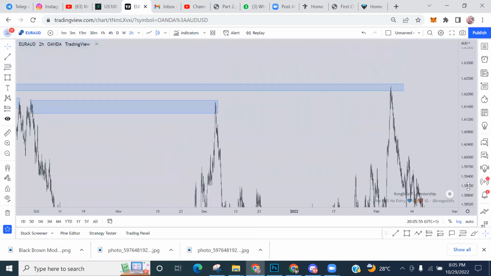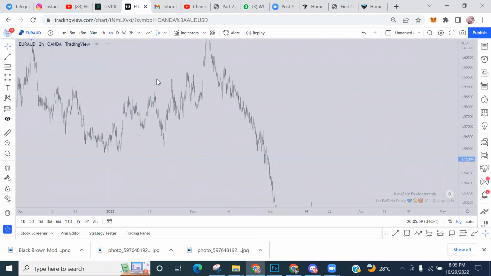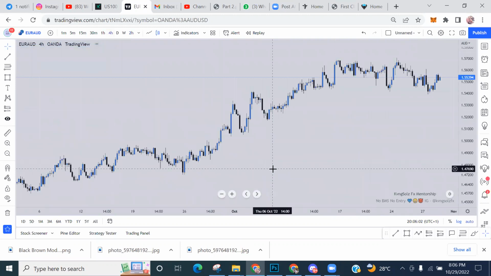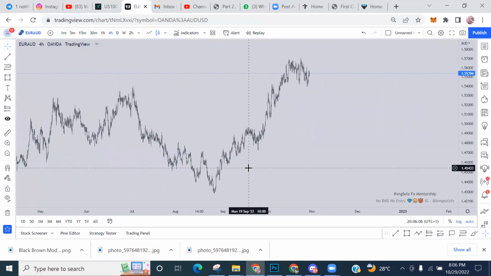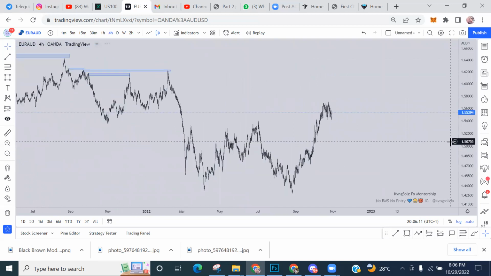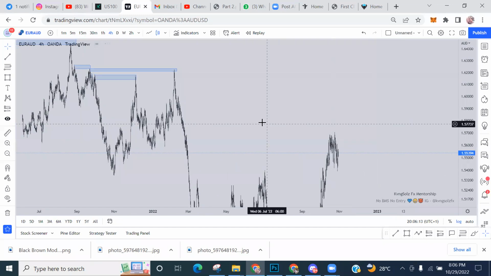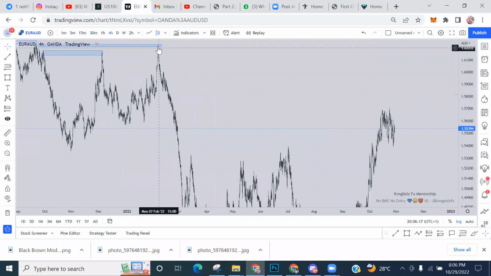And what else? Go to your 4 hours again. You don't need to start going to the daily time frame because you want to trade. So now, what do you have? You only have zones from these to trade off from. And if you see, the market has tapped into zones from here and is already reacting. So now what will you do?